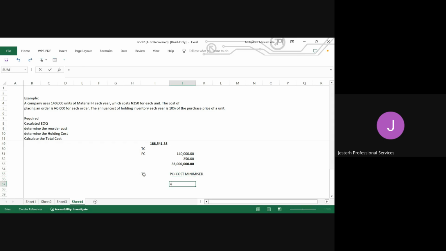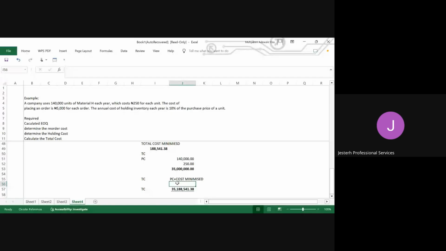Now, what is our purchase cost? It is 35 million plus this total cost minimized. So it means at the end of the year, the total amount that the organization is going to spend in bringing in this material H is going to be 35,188,541 naira and 38 kobo.